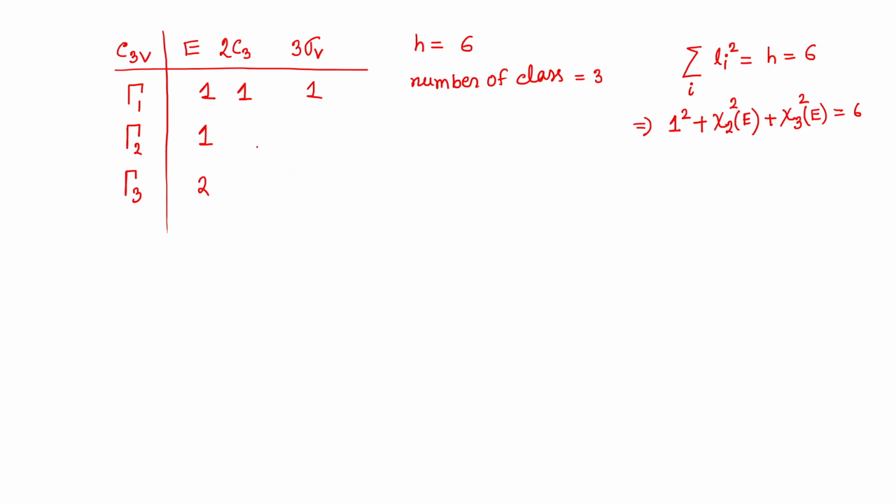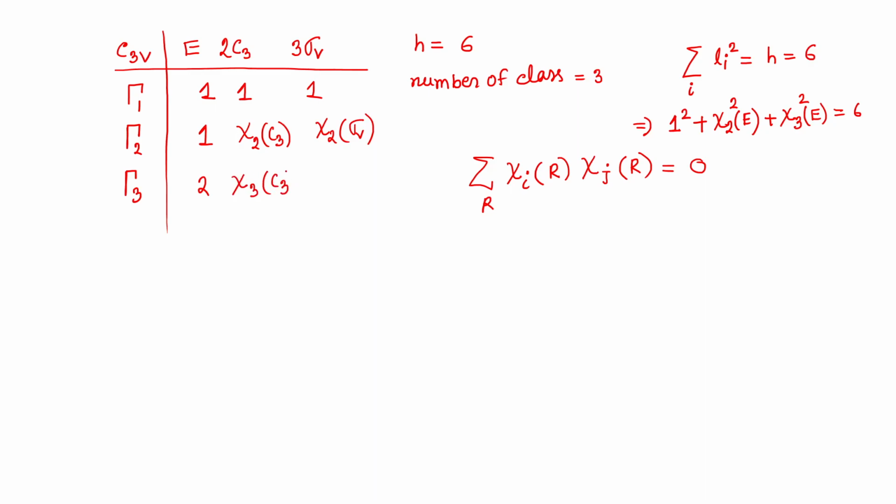How to get the other two? Obviously, another working rule is there, the orthogonality principle, right? The sum over i of the character of the ith irreducible representation for the R symmetry operation, multiplied by the character of the same symmetry operation from a different irreducible representation, is going to give you 0, right? So let me write here: chi 2 C3, chi 2 sigma v. What about this? Chi 3 C3, chi 3 sigma v.